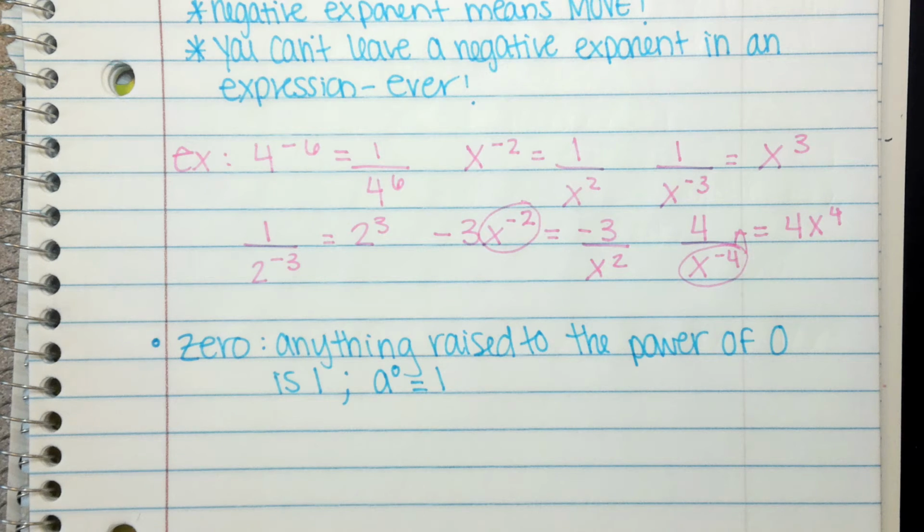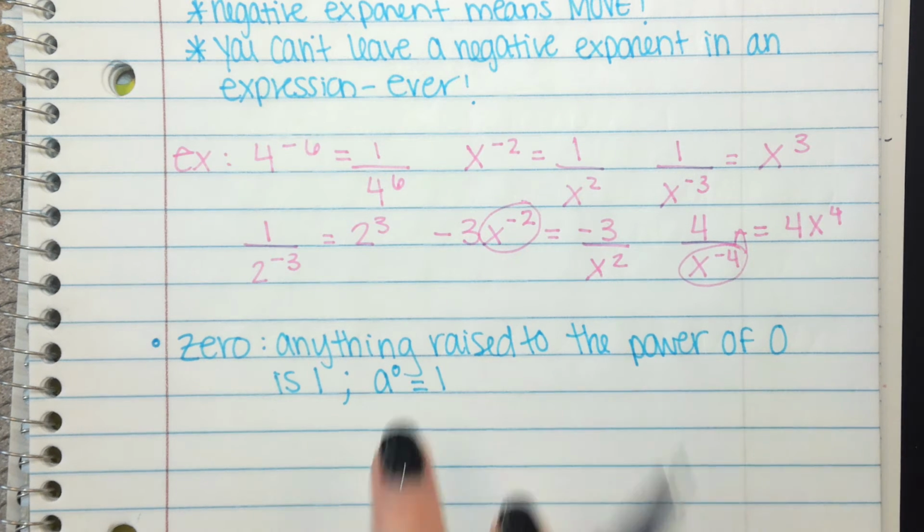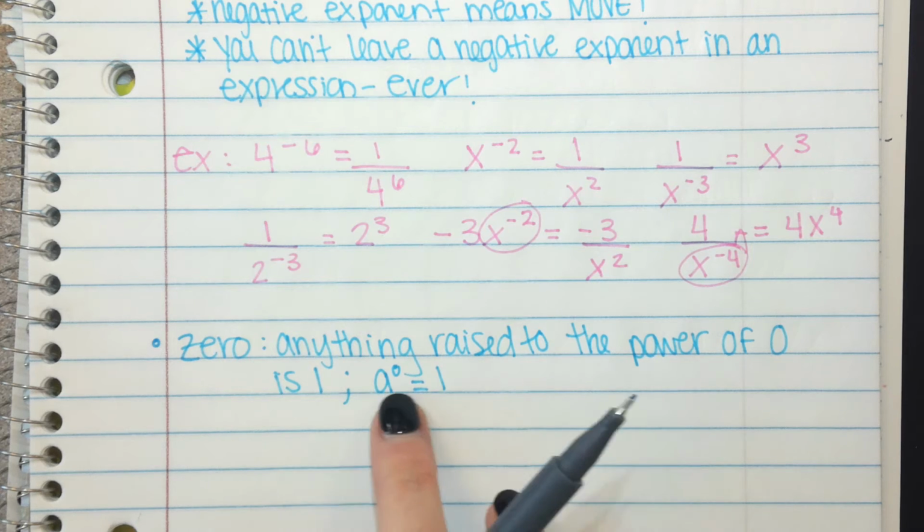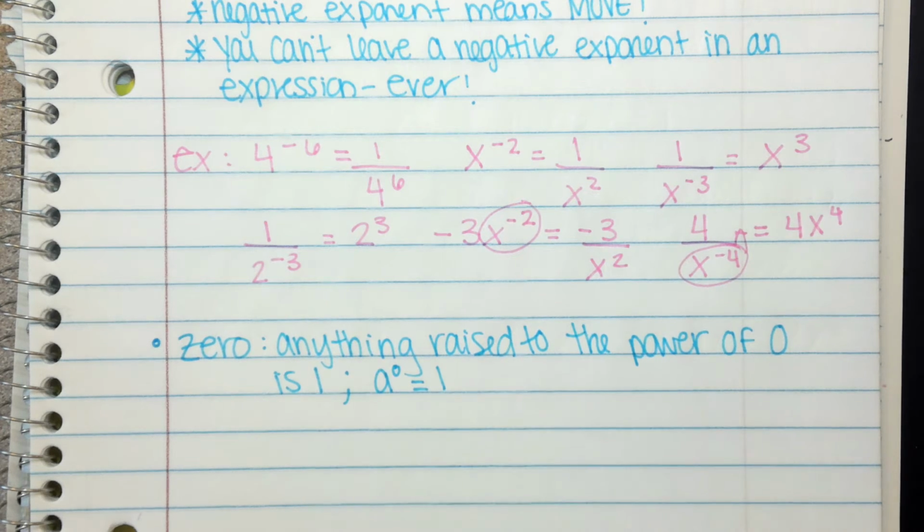Okay, our next rule is the 0 rule, and this one is the easiest of them all. Anything raised to the power of 0 is 1. So your example, a to the 0 power equals 1.